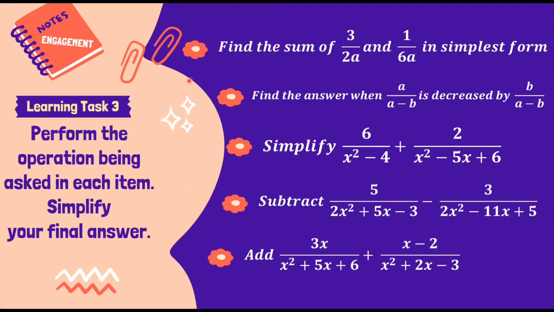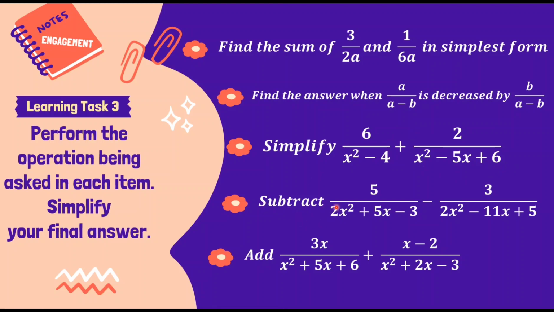So for our task number 3, you need to find the sum of 3 over 2a and 1 over 6a and write it in simplest form. Sum pertains to addition. And then find the answer when a over a minus b is decreased by b over a minus b. Decreased pertains to subtraction. And then for number 3, simplify 6 over x squared minus 4 plus 2 over x squared minus 5x plus 6. So addition also.